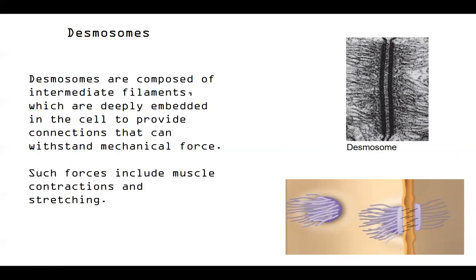When all of the muscle cells are connected together and they're all trying to contract, they need to stay attached to one another. Another example is stretching, maybe something like in your skin. So you'd want to make sure that those cells don't come apart when there's a lot of movement or stretching. So things that undergo a lot of mechanical stress. And it's possible for cells to, again, have more than one type of junction between neighboring cells.